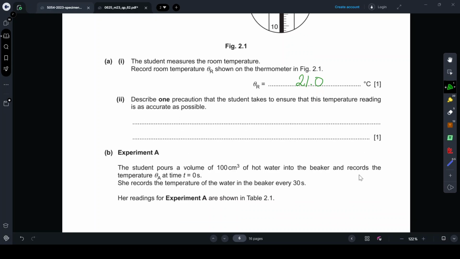Describe one precaution that the student takes to ensure that this temperature reading is as accurate as possible. Reading at eye level. Yes. This question has been repeated too many times. Okay.